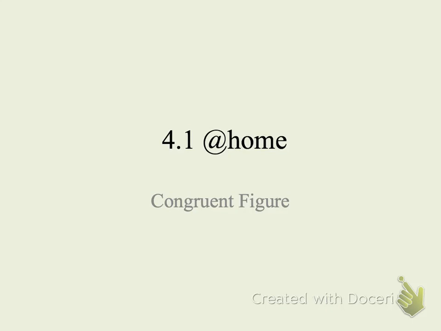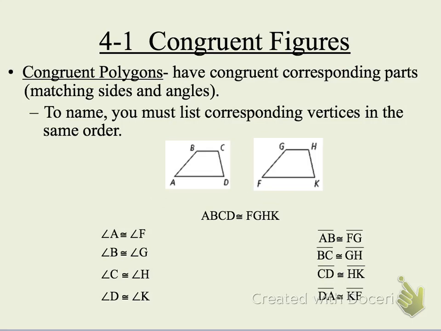Okay, so 4.1 we're going to be talking about different congruent figures. Congruent polygons have congruent corresponding parts. So they have matching sides and matching angles. To name it, you must list corresponding vertices, so angles, in the same order.